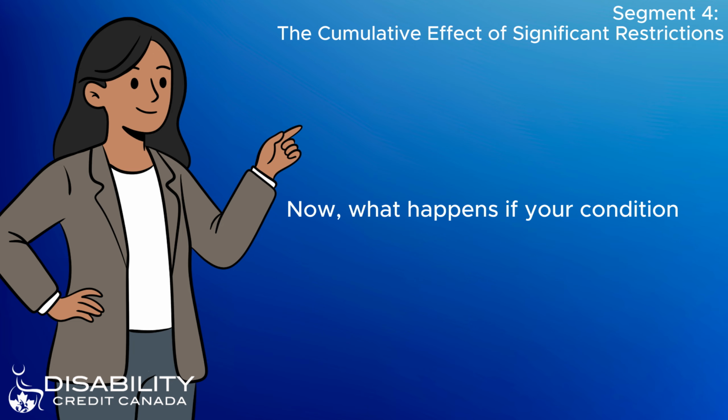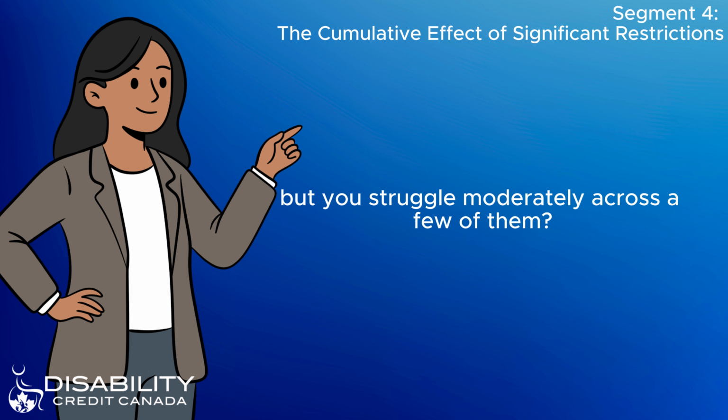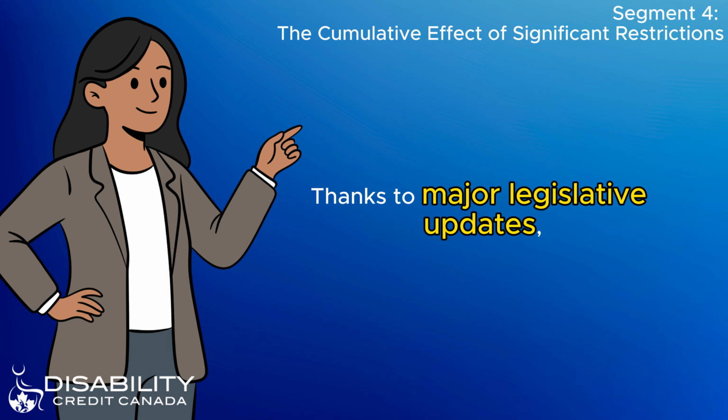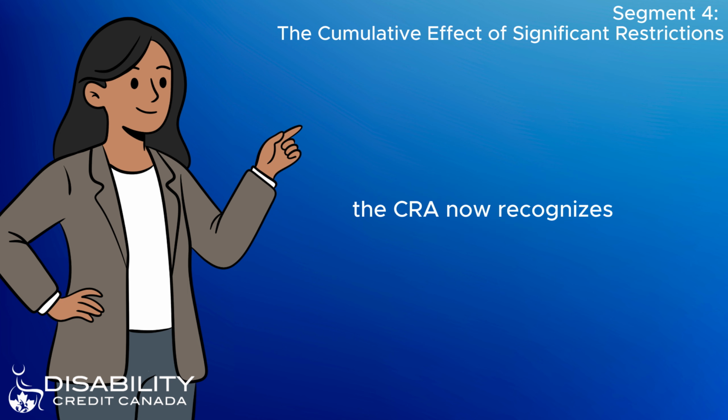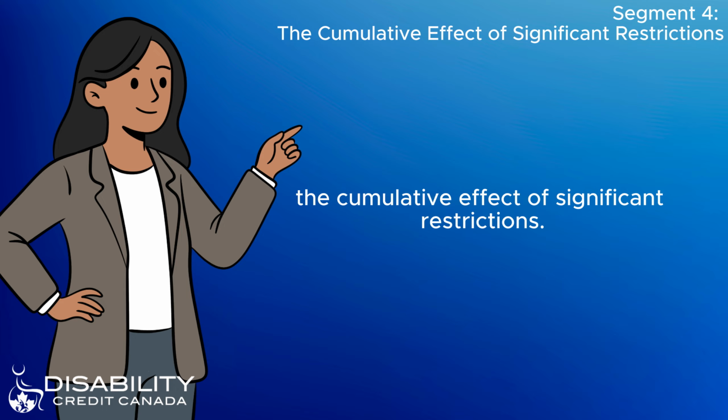Now, what happens if your condition doesn't make you 3 times slower in just one of those categories, but you struggle moderately across a few of them? Thanks to major legislative updates, the CRA now recognizes the cumulative effect of significant restrictions.